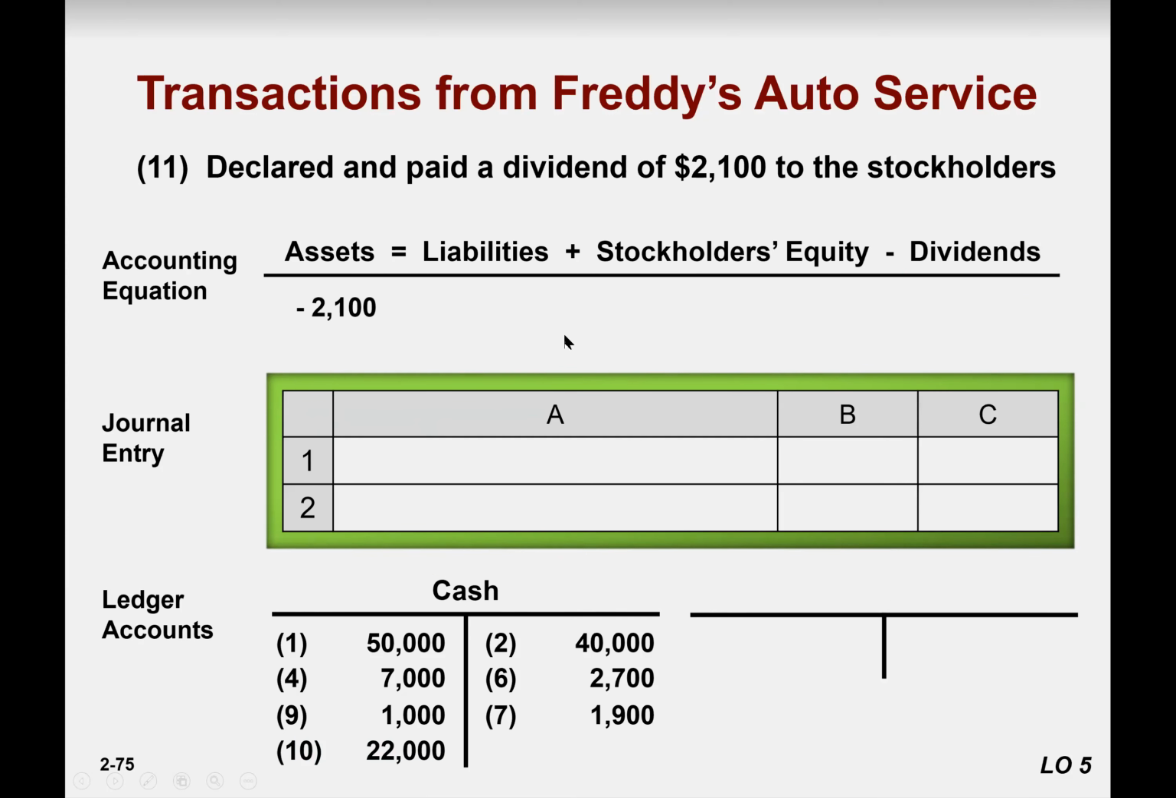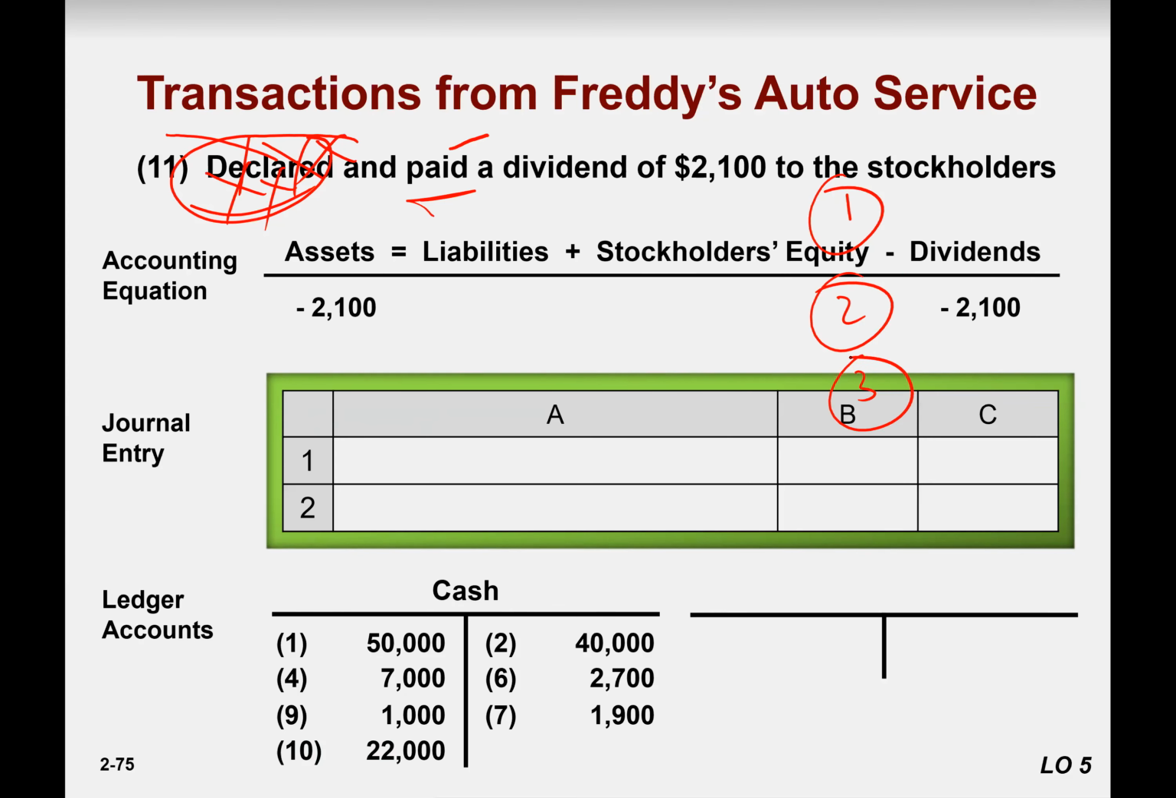So declare and pay dividend. First of all, declaring a dividend has no financial impact, so we just ignore that one. The company announces that they will pay a dividend. This is just an announcement. Now the company paid a dividend of 2,100 to stockholders. Paid means minus from the account, asset, and then to the dividend.